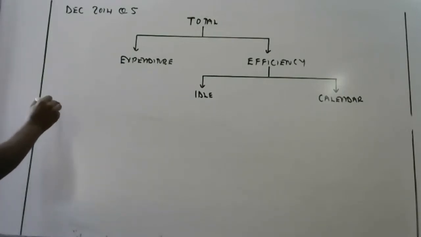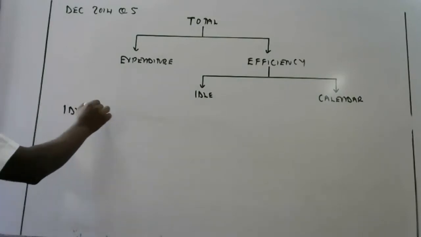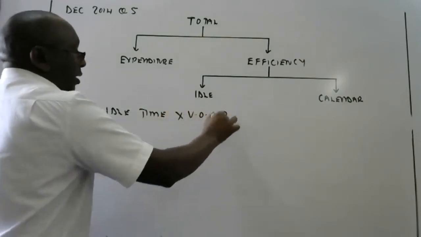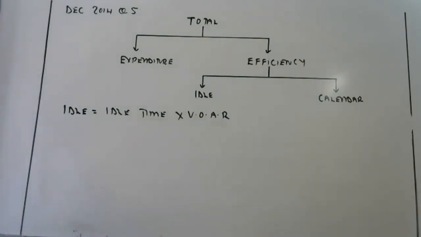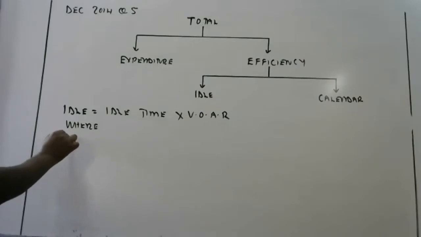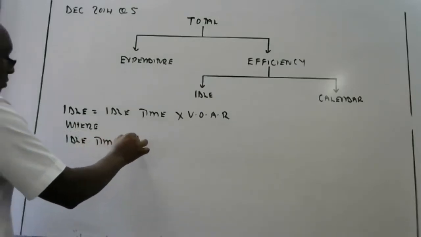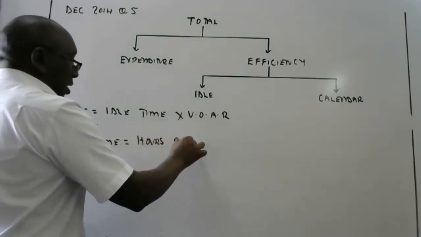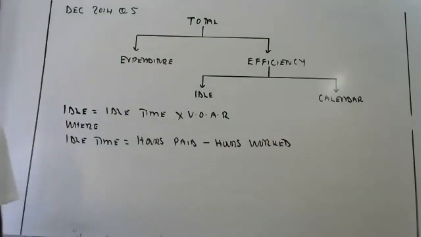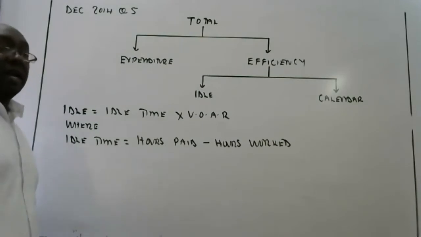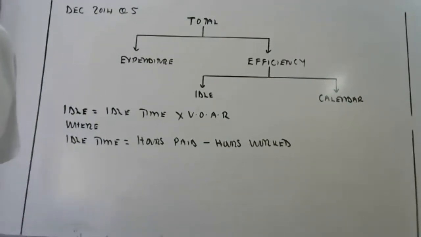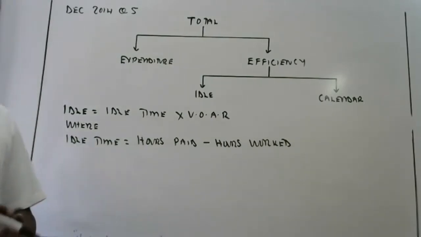Hiyo jina inaitwa idle. So idle is given as idle time multiplied by VOAR, where idle time is the hours paid minus hours worked. That is how you get idle time. It is the hours you have paid your people for and the hours they worked for. The difference is the idle time.